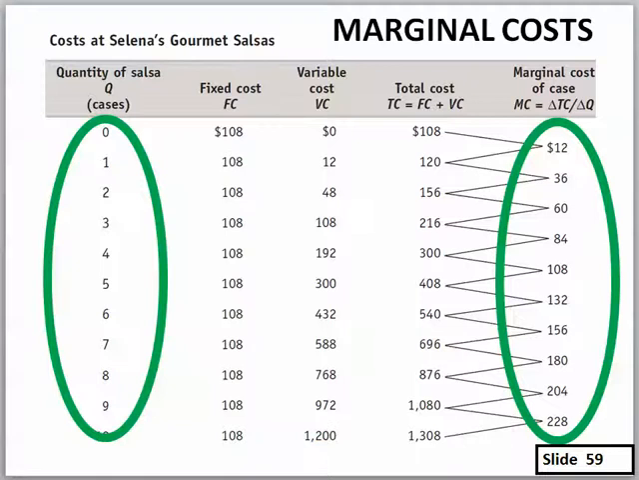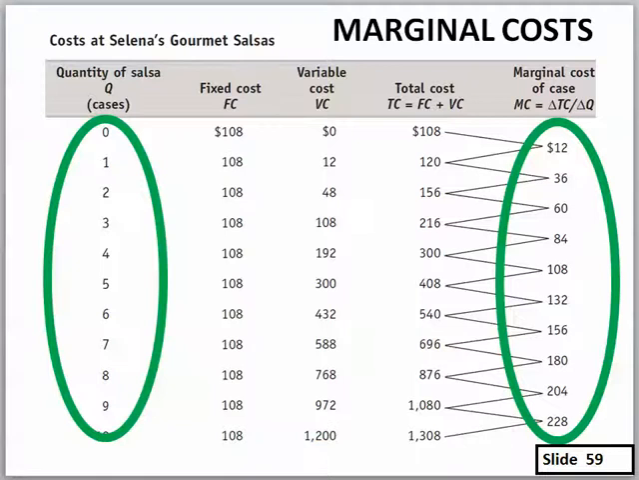Now, we had $108 of fixed cost even when we had zero production. Now we have a total cost of $120 when we produce one case. So if we subtract the $108 from the $120, we get $12 left over as the marginal cost of the first case. Now let's go down and look at case number 10.